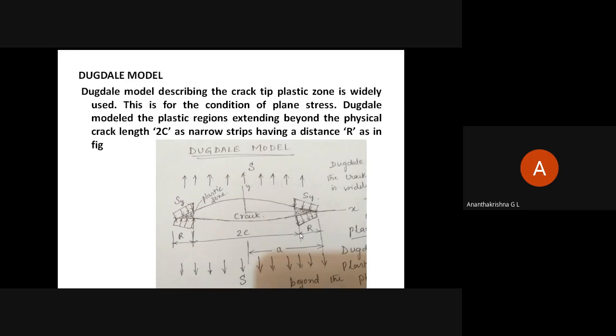Can you see the figure here? So he went a little beyond the crack size of 2C and added a narrow strip with a distance of R over here. What you do is note down the Dugdale model, note down this sketch clearly. This distance is A, this is 2C, this is R, and it is subjected to tensile stress. And this is the plastic zone here and the plastic zone over here. Sy is yield strength. Please note down the sketch clearly.